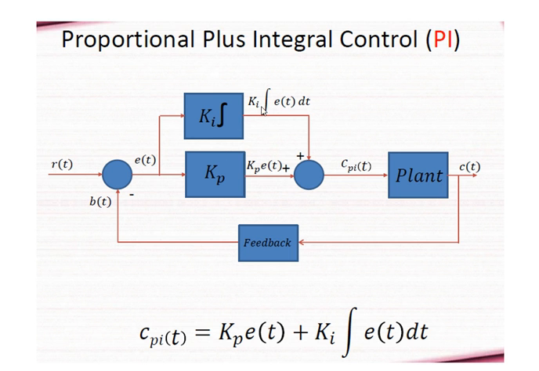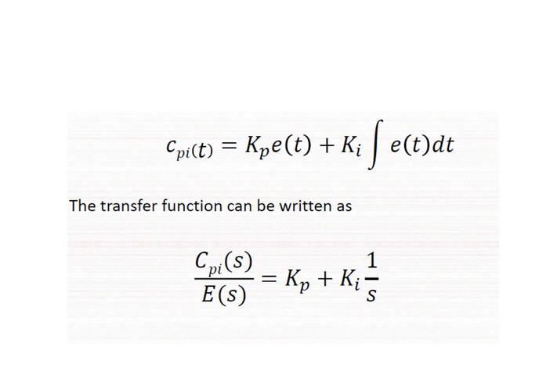So here the output of this integral will be Ki integration of e(t) dt, and the output of a proportional block will be Kp e(t), and they are added. So that's why here CPI(t) is equal to Kp e(t) plus Ki integration of e(t) dt. So this is the broad equation of this proportional integral, or proportional plus integral, control.